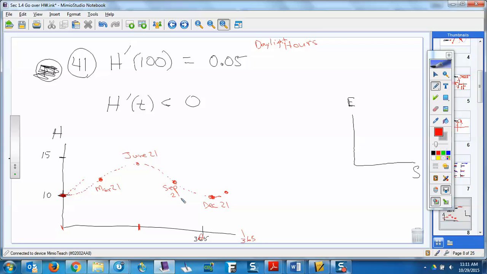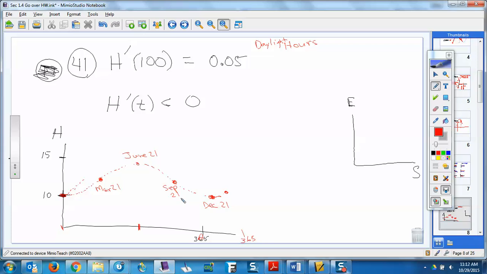It's a sine function. If you were going to graph the hours of daylight, it would be a sine function. The inflection points would be the equinox, and the local max and mins would be the solstices. Now, none of that you needed to do to answer this question. So let's do that first, then we'll talk about this. This would say on the 100th day, whatever that is, April something.